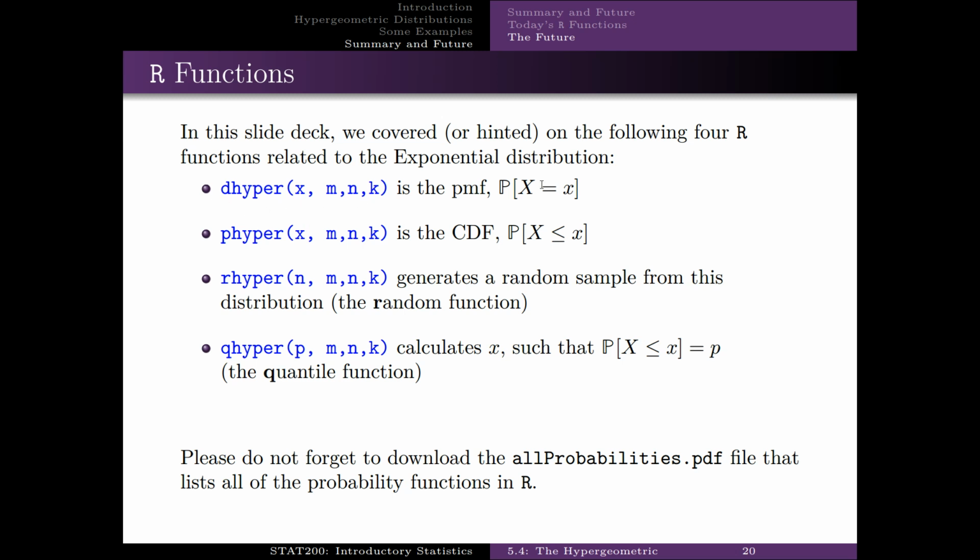Again, the D is for the equals probabilities. The P is for less than or equal. The R is for generating a random sample from that distribution. And the Q is for the quantile. So if I want the median, I'll put 0.5 for P, and I'll be able to get the median. If I want the third quartile, I would put 0.75 in here for P and get the third quartile.